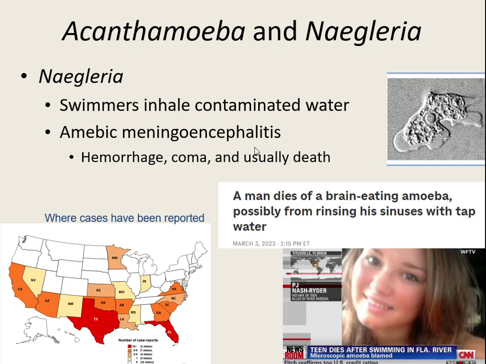It again affects the brain and it causes amoebic meningoencephalitis. It's inflammation of the brain and the meninges, and it works even faster than the acanthamoeba. Usually, acanthamoeba, it's death within weeks. This Naegleria usually causes death within 3 to 7 days of symptoms.